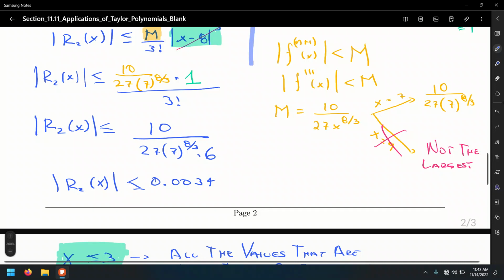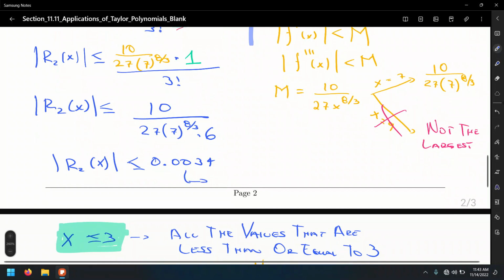All this crunching of numbers and symbols and derivatives to get that value, but what does that value represent ultimately? This value means that this is the maximum difference between the actual value and the approximate value when we use the second degree polynomial. Or if it's easier to understand, this means 0.34%. So that's how off the approximate value is from the actual value. They're off by 0.34%.